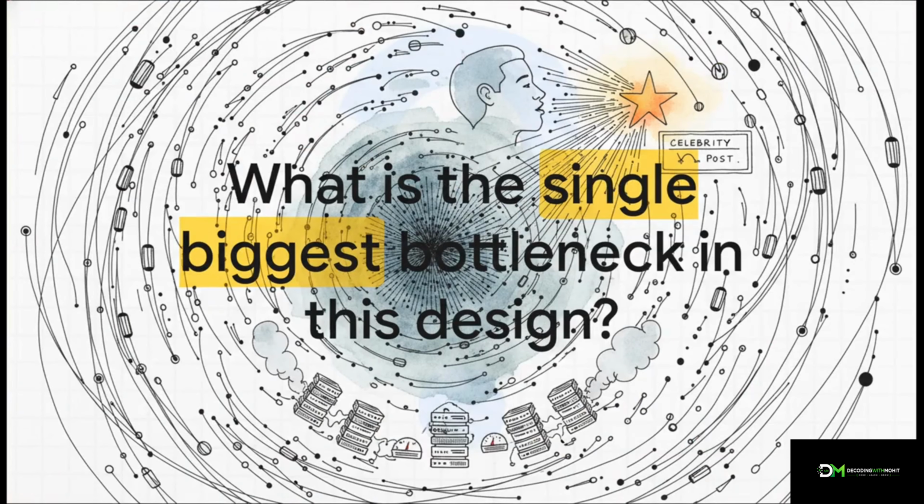So, if we have to critique our own design, what's the single biggest bottleneck? Well, it's that hotkey problem we touched on. That's when one single piece of data, like that celebrity's post, gets accessed way more than anything else. And even with our clever hybrid push/pull model, that one post still creates this enormous pressure point on the fanout service that has to be managed really carefully.